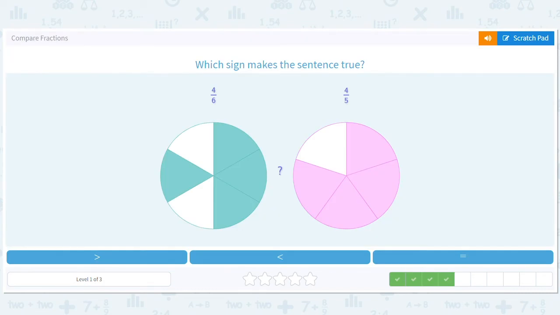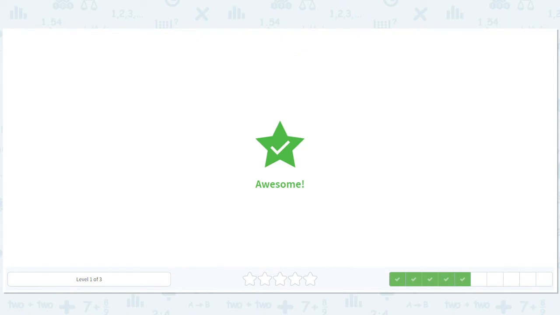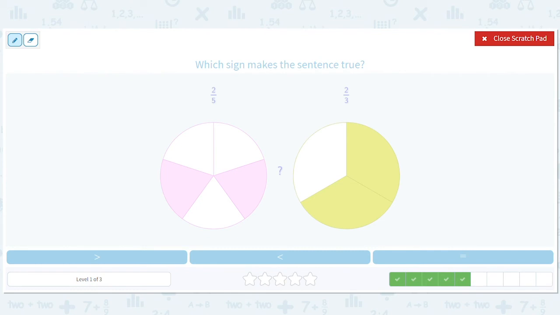Okay, how about 4 out of 6 and 4 out of 5? So I think at this point you get the idea that if the denominator is bigger, that makes the number smaller if the numerator is the same, right? So 4 out of 6 is less than 4 out of 5. Okay, same idea. Denominator is bigger, the 2 is the same. So 2 out of 5 is less than 2 out of 3.